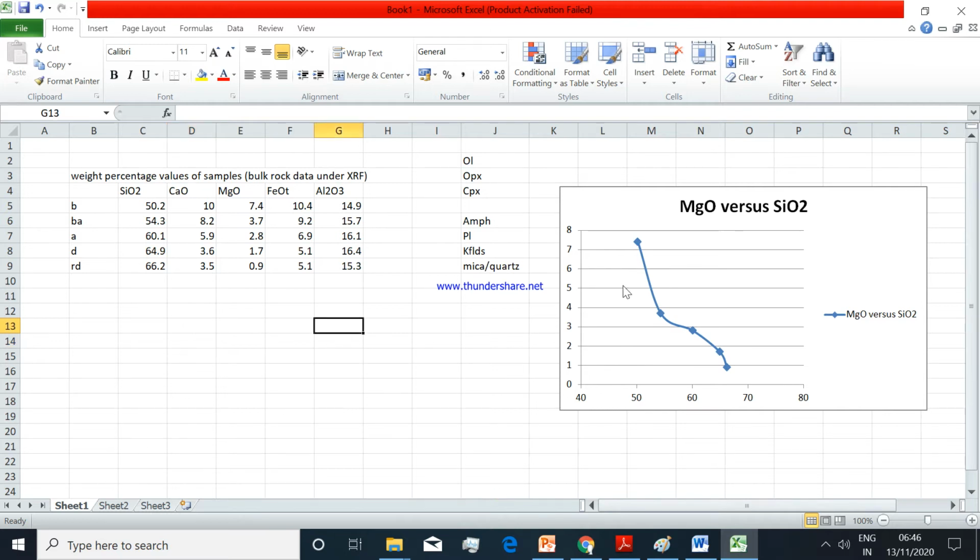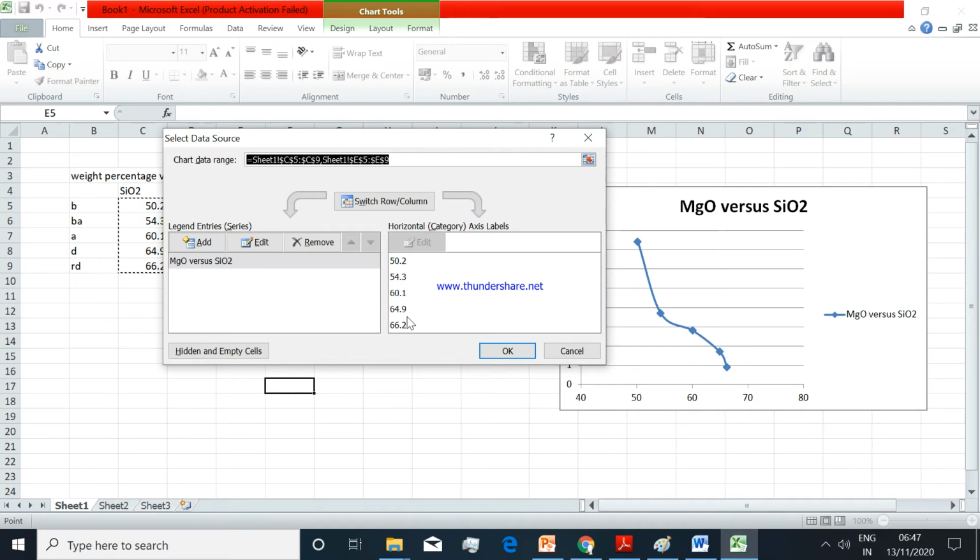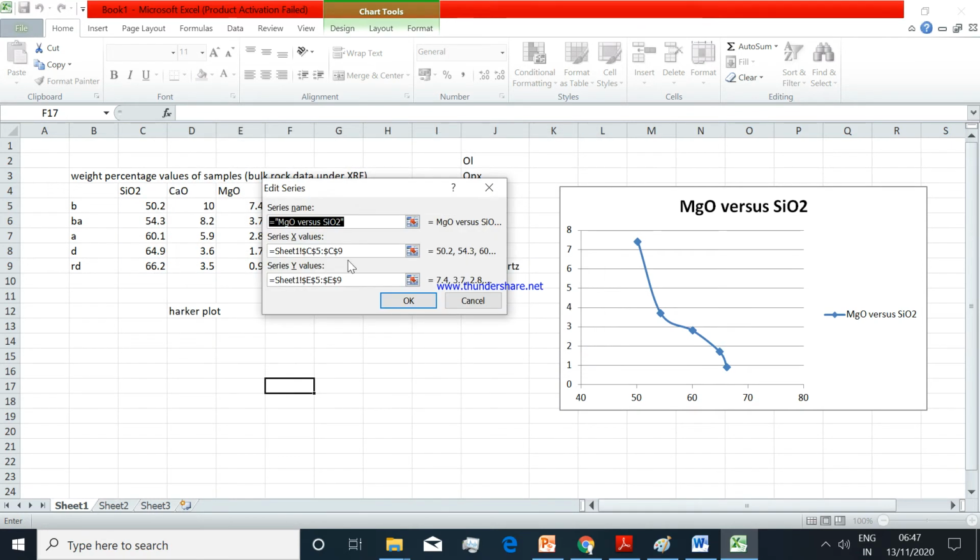Now, this type of diagram, where the x-axis is the SiO2 percentage analyzed in a rock and the y-axis shows the other major elements, is known as a Harker plot or Harker diagram. I hope that you guys know how to do this, and obviously you can also change the axis and edit them.